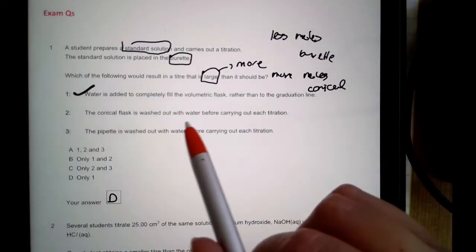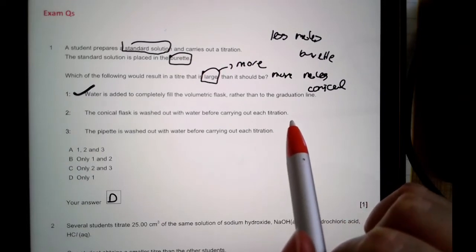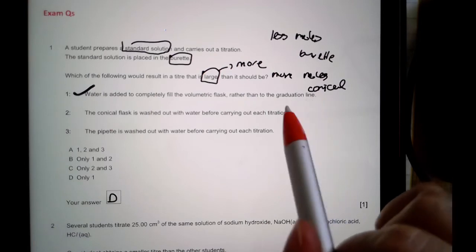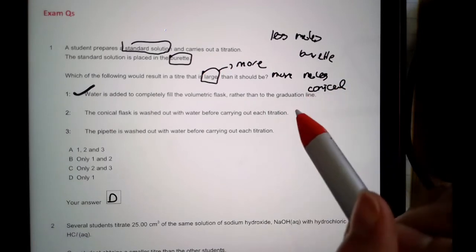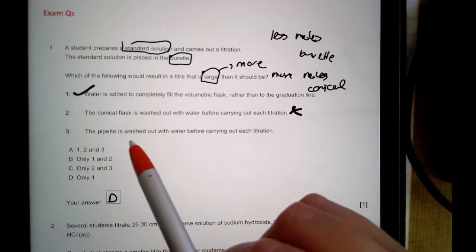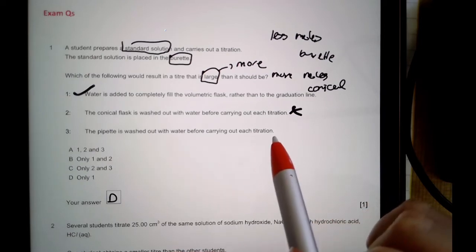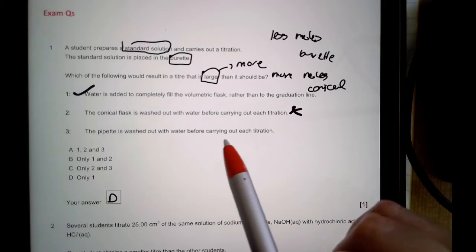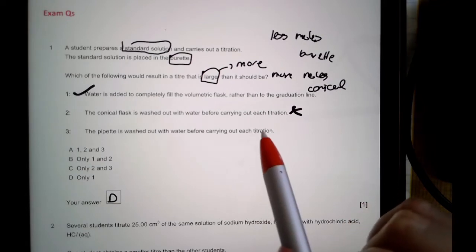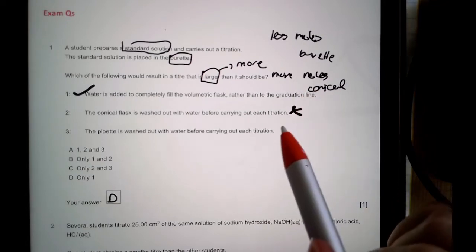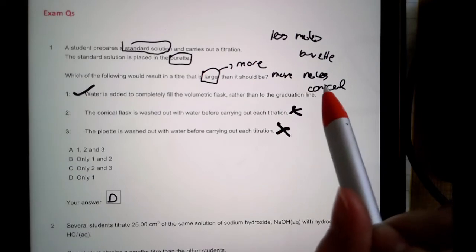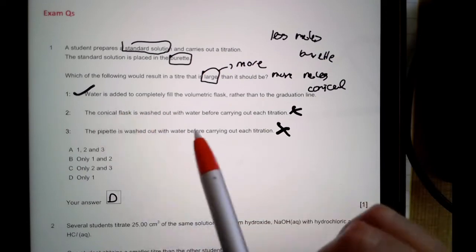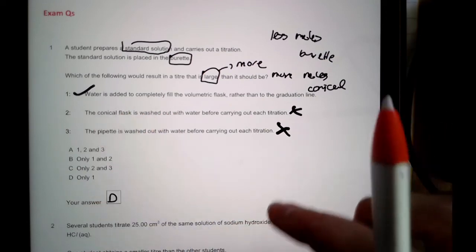The next one, the conical flask is washed out with water before carrying out each titration. Again, that's not going to affect the number of moles at all. It's definitely not going to give you more moles in the conical flask, so 2 is definitely going to be wrong. And if you look at 3, the pipette is washed out with water before carrying out each titration. Again, if I'm washing the pipette with water, that affects what's in my conical flask, and it would give me less moles in my conical flask. I would need to have more moles for a bigger titer. So the answer is just going to be 1, which makes it D.